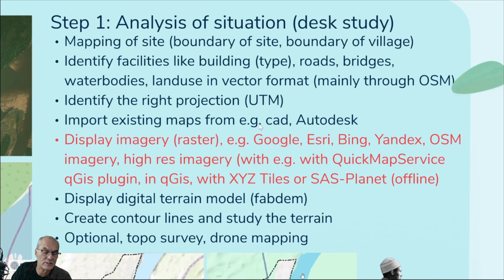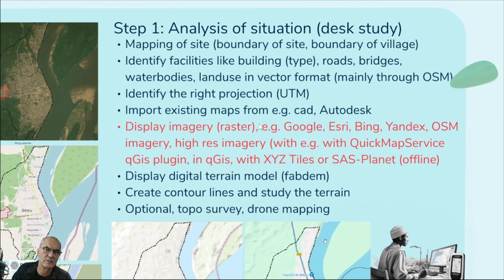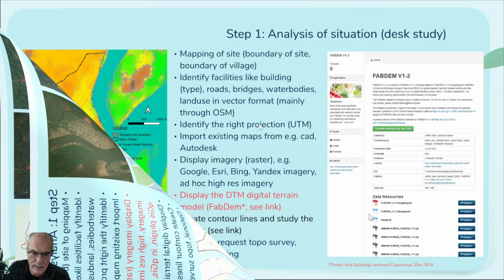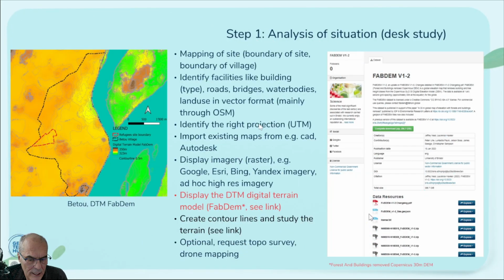And now it's time to go to a very important step, to identify the digital terrain model. On the internet, you might find many digital terrain models, but I advise you to use the FABDEM digital terrain model. FABDEM is a digital terrain model that removes forest and buildings. So it removes trees, it removes houses and shelters. And this is, for developing countries, the most accurate one.